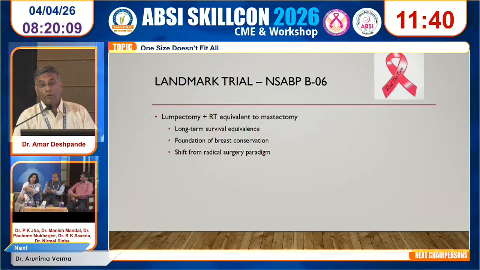So again, we are not using the same approach for different biologies. So we know that in NSABP B06, they have proved that lumpectomy and radiotherapy is as good as mastectomy, or perhaps some of the recent papers show that it is better than mastectomy from a long-term overall survival point of view. So again, there is a shift of the paradigm from more radical surgery to less radical surgery, maintaining the oncological safety.